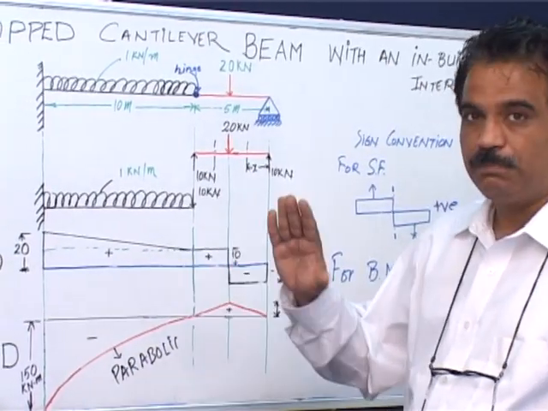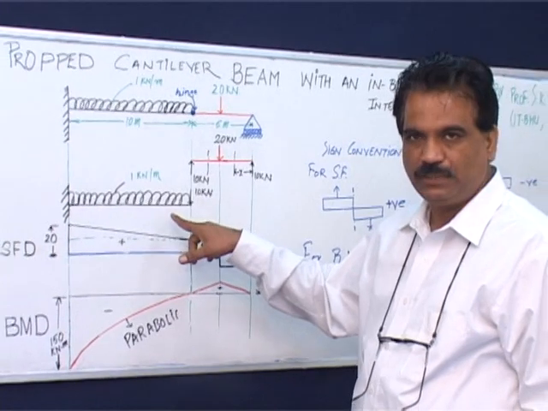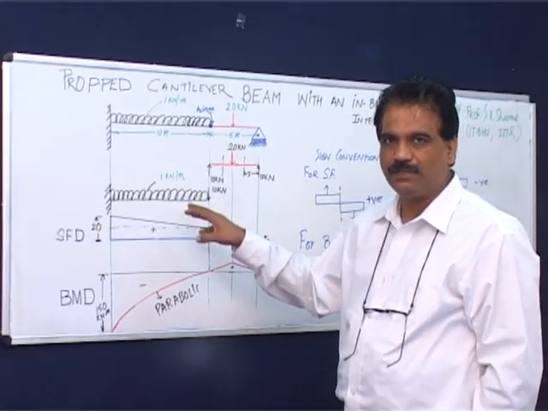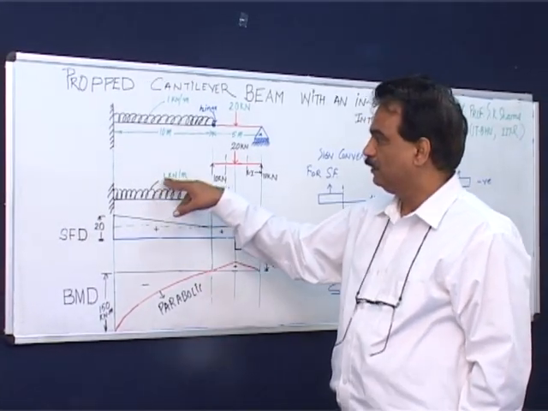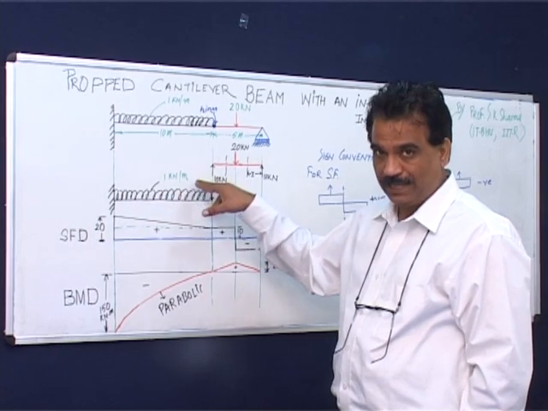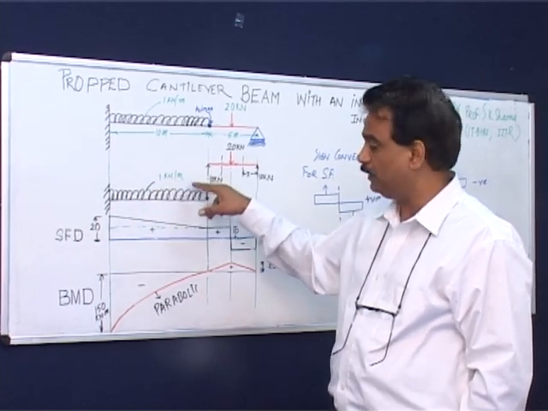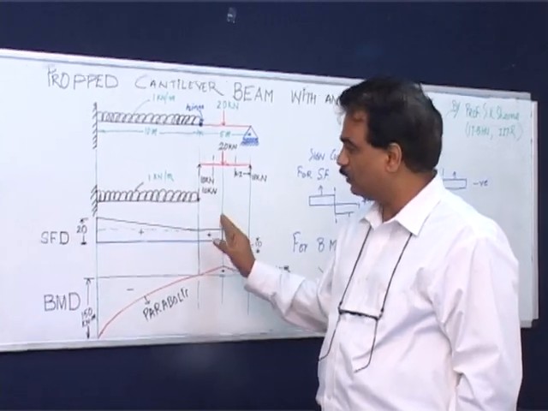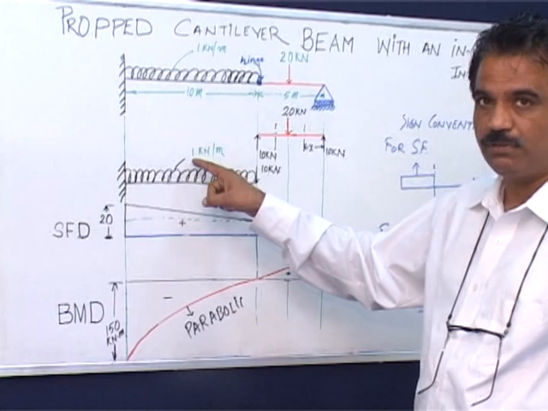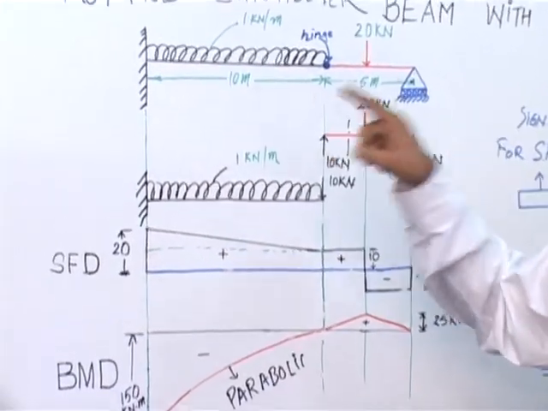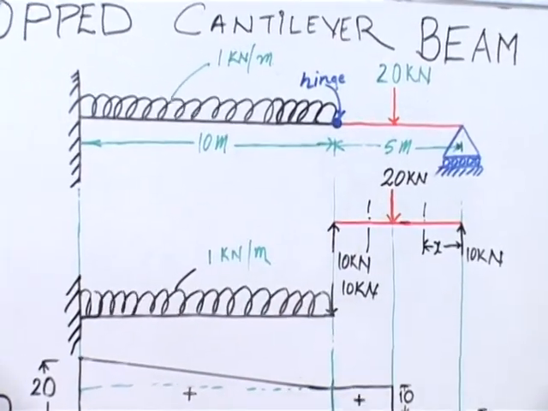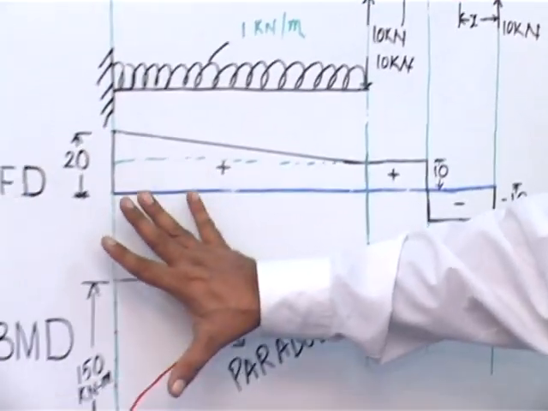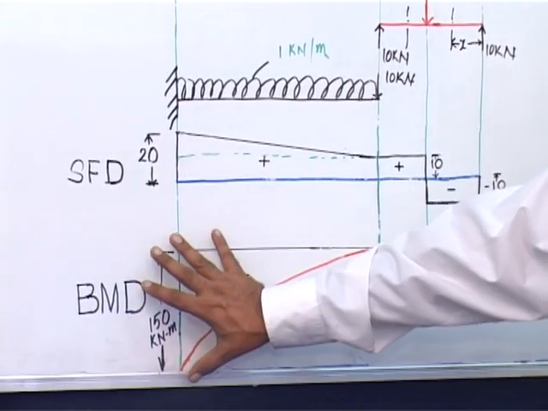The curve has to be parabolic, which is very clear because it is a UDL, and the UDL gives a moment of WL square by 2, where W is the load per unit length, which in this case is 1 kN/meter, and L is the length. So W is 1, L is 10, 10 square is 100, 100 by 2 is 50. It's going to give 50 kNm here, and additionally, you see this total is 150.